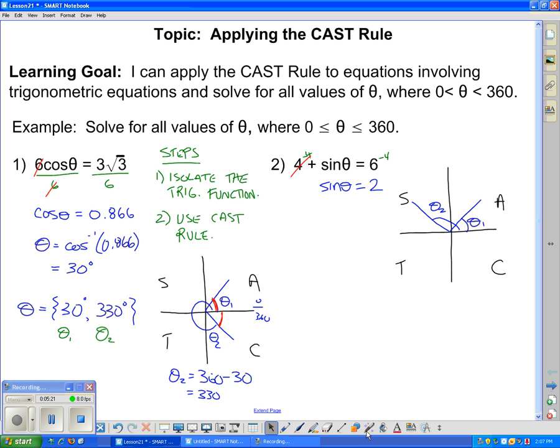Now, the next step is to use the calculator. Theta equals sine inverse of 2. When you do this on the calculator, you're going to find the calculator gives you an error. We can't write error as our answer. The reason for the error is that no angle exists.